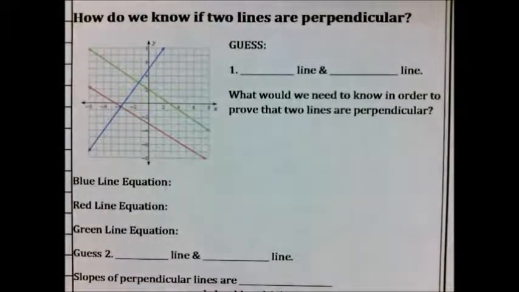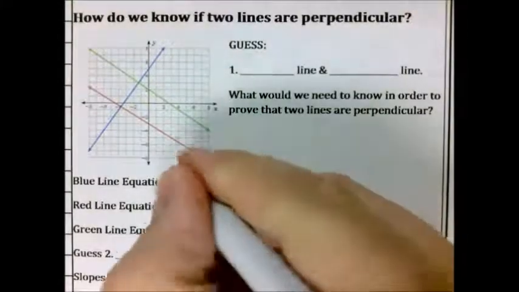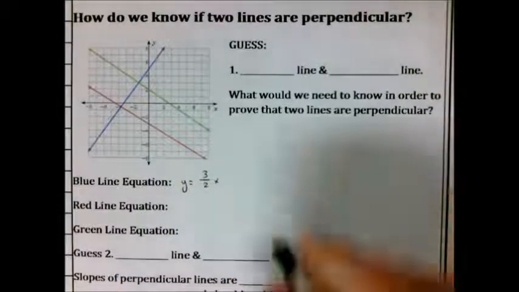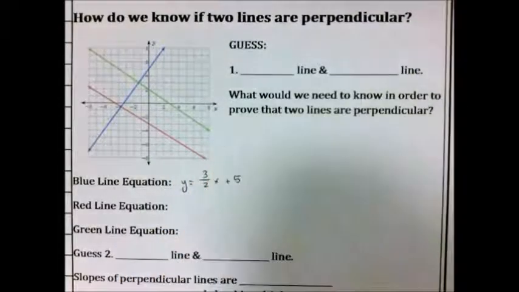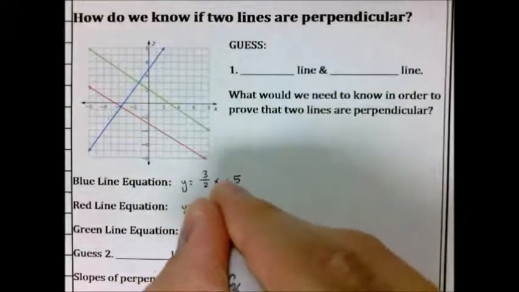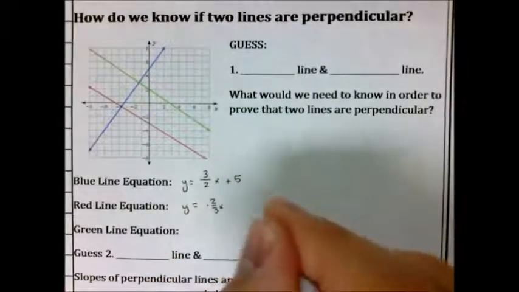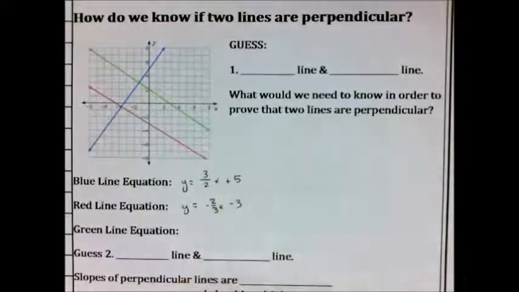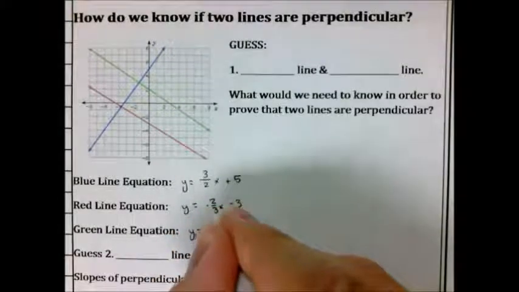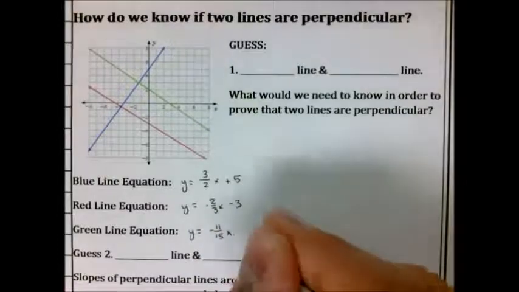So here's the deal. I'm going to go through these equations here. I'll just give you the equations, and see if that helps us out at all. The equation for the blue line is y equals 3/2 x plus 5. The red line equation is y equals negative 2/3 x minus 3. And the green line equation is y equals negative 11/15 x plus 2.